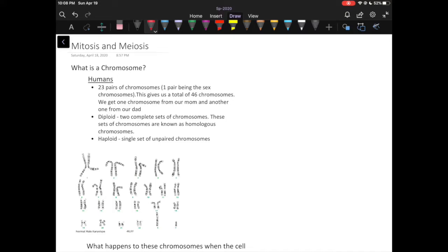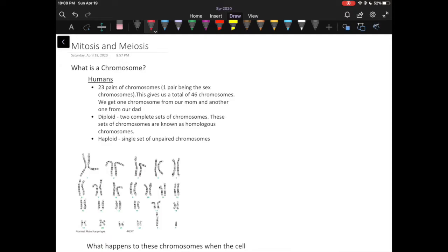All right, so before we talk about mitosis and meiosis and what they really are, we have to understand what a chromosome is. A chromosome is just compacted, packaged up DNA that is packaged up with the help of histones and nucleosome proteins. In humans, we are going to have 23 pairs of chromosomes, and one is going to be the sex chromosome. This gives us a total of 46 chromosomes. So we get one from our mom and another one from our dad.